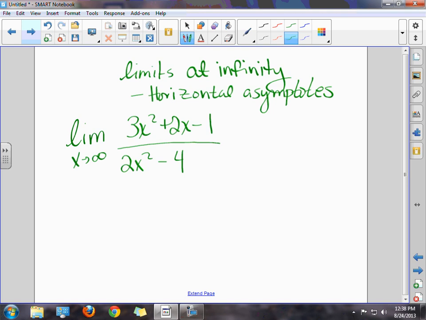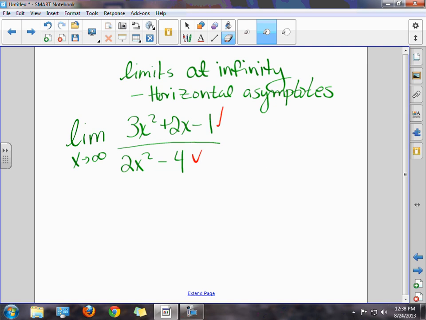So if we have two polynomial expressions and we tried to evaluate it, we would get infinity over infinity. And this is never 1, so don't kid yourself. Infinity's an idea. You can't divide it by itself and get 1. So what happens is we have to somehow manipulate it.